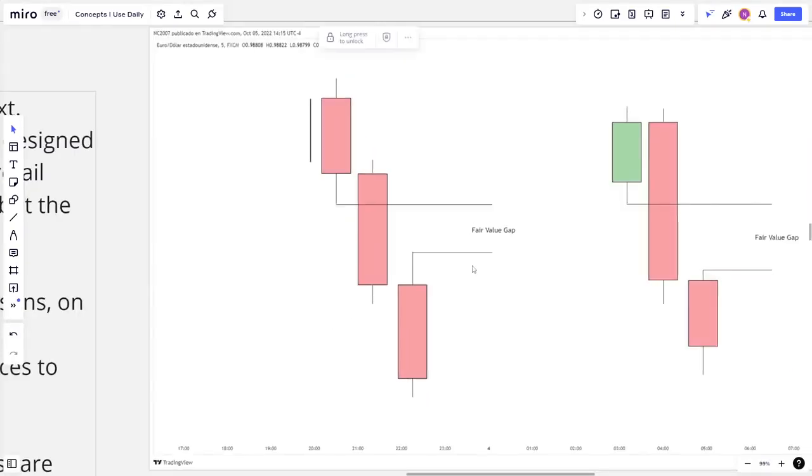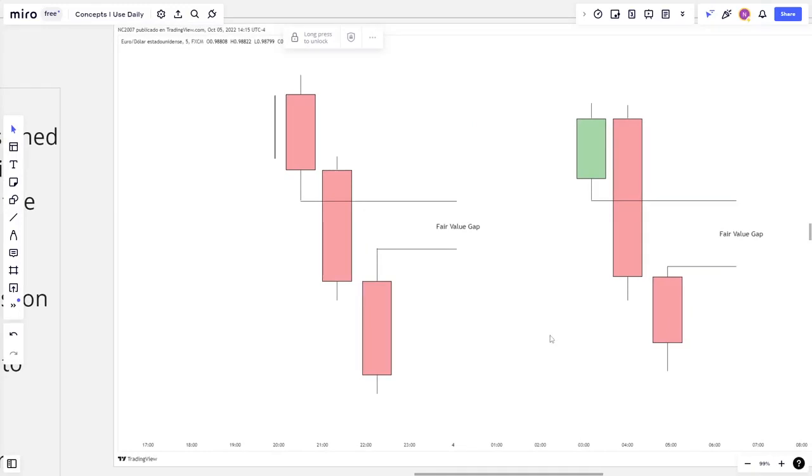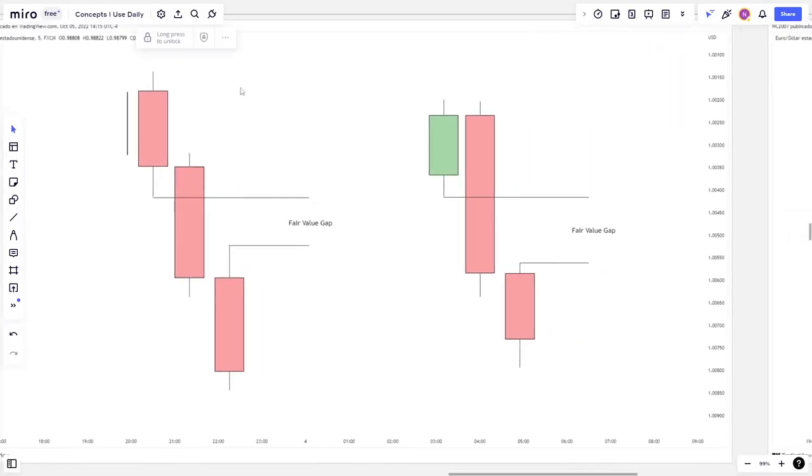So theoretically, what we should see is price going higher, filling in this gap before actually going lower. But as you can see, it doesn't do that. It continues with the trend, right? And leaves this gap, which is, again, theoretically, inefficiently delivered price action.